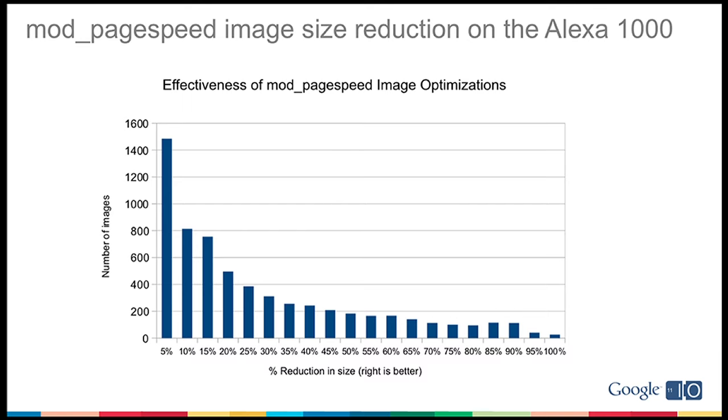But a really surprisingly high number of images can be improved by a significant amount, say 20 to 25%. And these typically come from just better compression ratios or re-encoding color maps to be more optimal, or getting rid of all of the metadata, the f-stop at which the photograph was taken, et cetera.